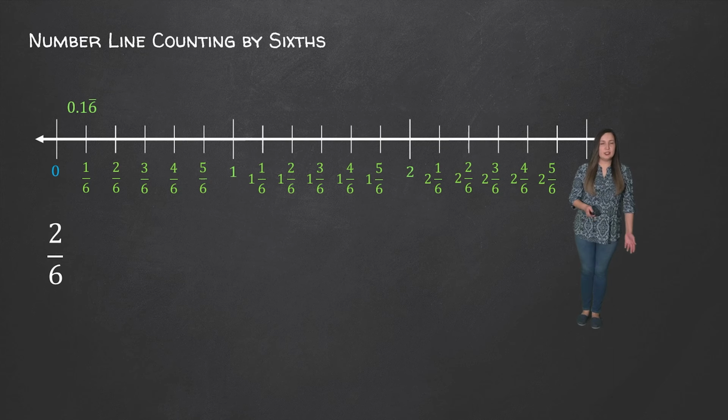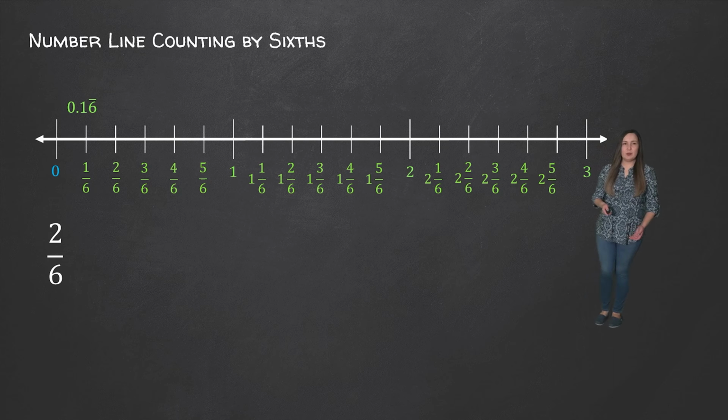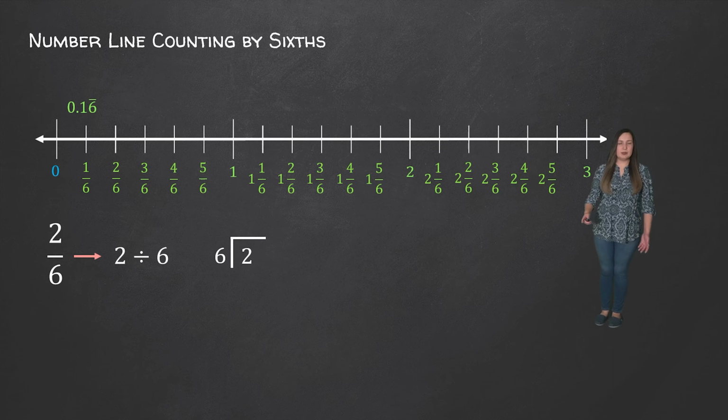Now, let's take 2 over 6 and convert that to a decimal. So in order to convert this fraction to a decimal, we have to divide our numerator by our denominator. So that means we're going to take 2 and divide by 6, where 2 is going to be our dividend and 6 is going to be our divisor.